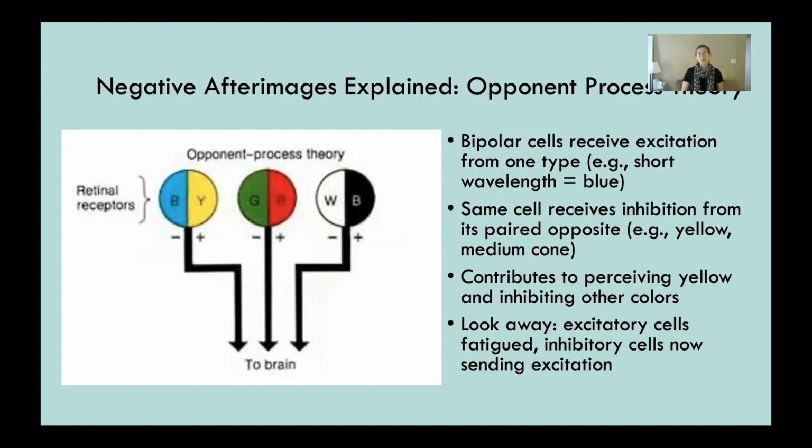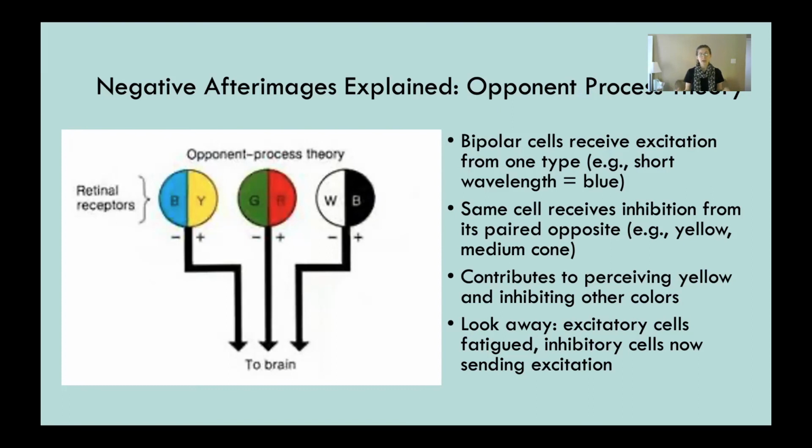So basically, what you need to know about opponent process theory is that some colors are kind of paired together due to excitatory and inhibitory signals from cones being sent to the brain. So it's not just cones, it's the relay between the cones and the brain that help you see these negative afterimages when your receptors get fatigued.